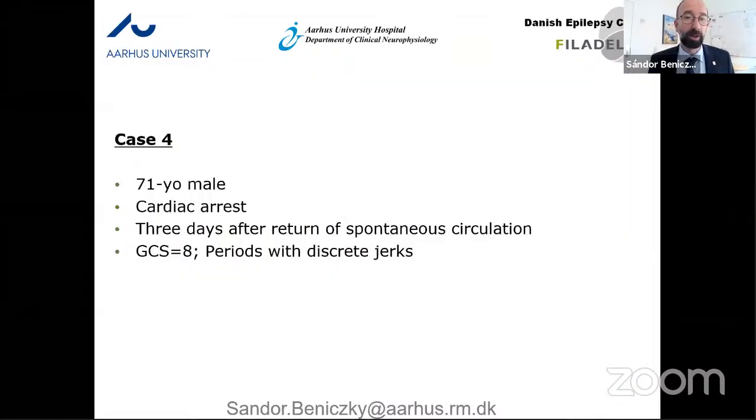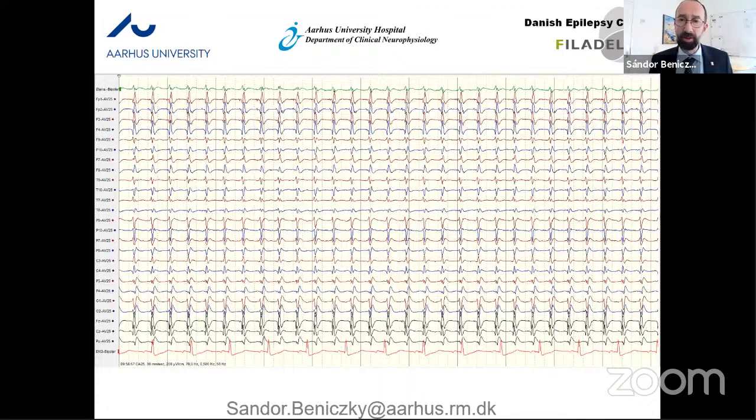The next case is a 71-year-old male patient, again, cardiac arrest, and then 3 days after the return of spontaneous circulation with Glasgow Coma Scale of 8, the personnel observed periods with discrete jerks. Then we recorded this EEG, and this went on for hours.